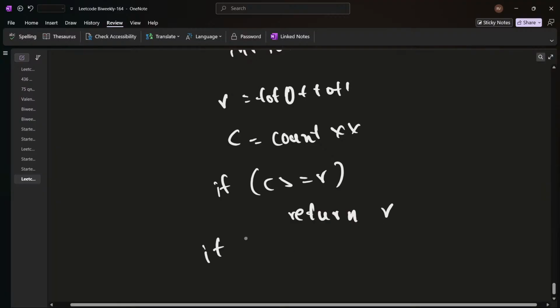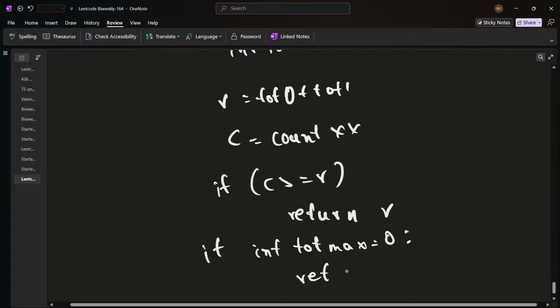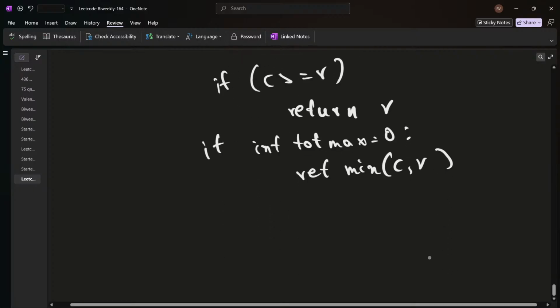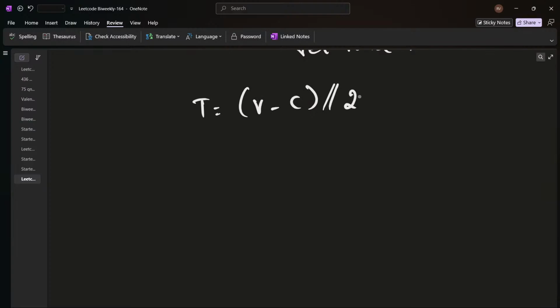Now one more if case: internal total max. What I'll do, return minimum of C comma R. That's all. T is equal to, what is our formula? R minus C divided by 2. Now I'll compare it with K. For K, we'll run one more loop. For K in cand, in whatever candidate I'll take.